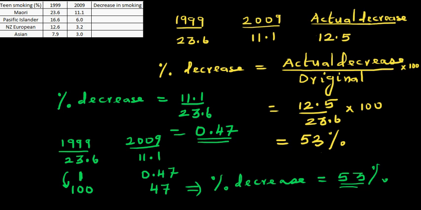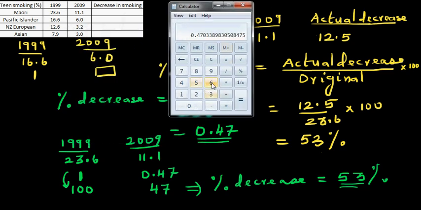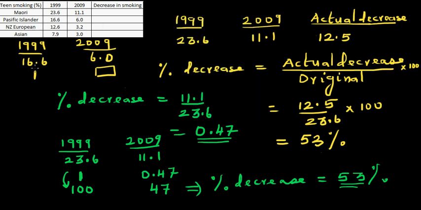Let's take one more example. Okay, so in Pacific Islanders, let me use a different color. In 1999, Pacific Islanders was 16.6%, and now it is 6.0. So if it was 1 in 1999, how much is this number? To get this number, what we do is this divided by this. 6 divided by 16.6, which is 0.36.